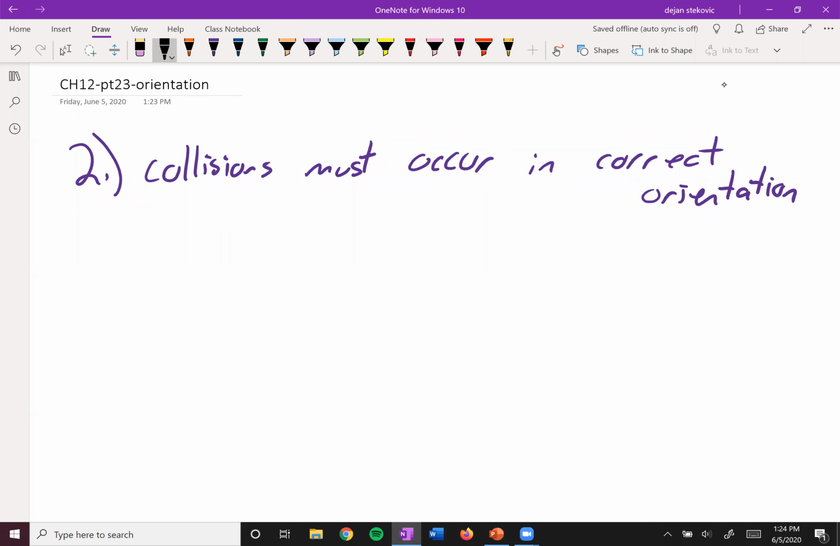All right, so let's take a look at the second point of collision theory, and it states that the collisions must occur in the correct orientation in order to react. So let's think about our one reaction here. We have carbon monoxide plus O2 forming carbon dioxide and a lone oxygen.